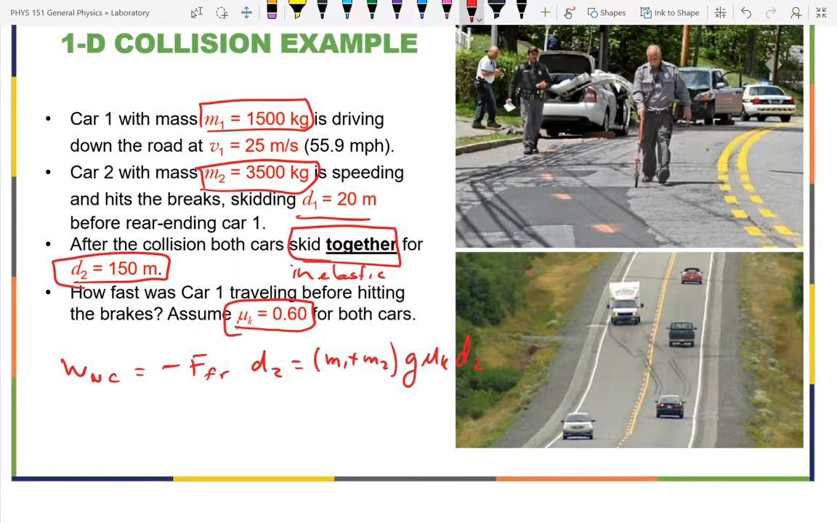So that's my work non-conservative, and I forgot the minus sign. Oh, that would give you a bad problem if you put the minus sign. So work non-conservative, what's it equal to according to the work energy theorem?